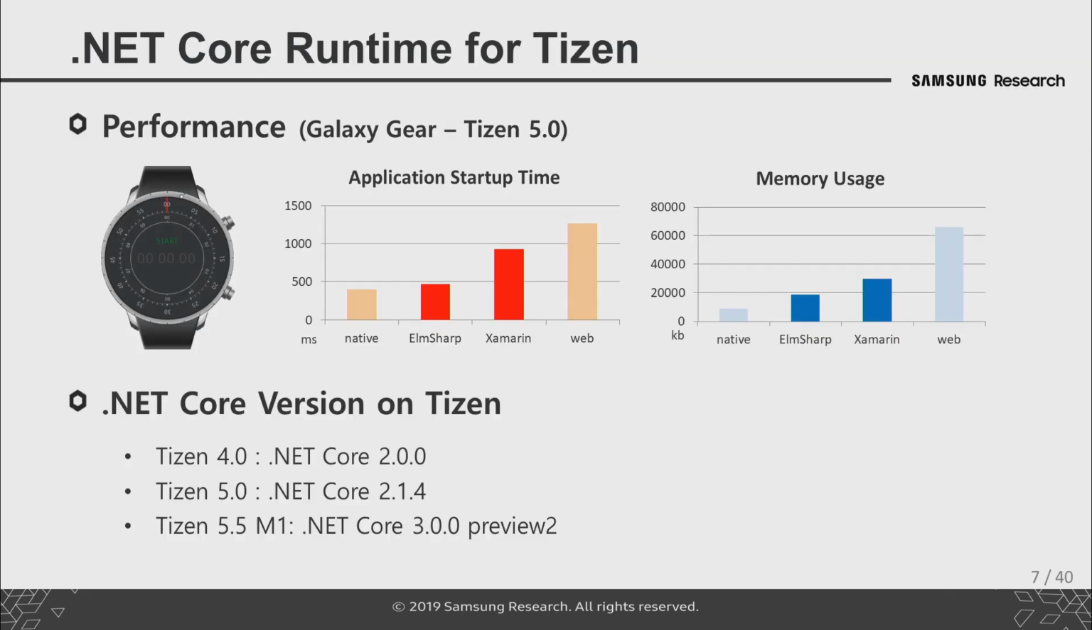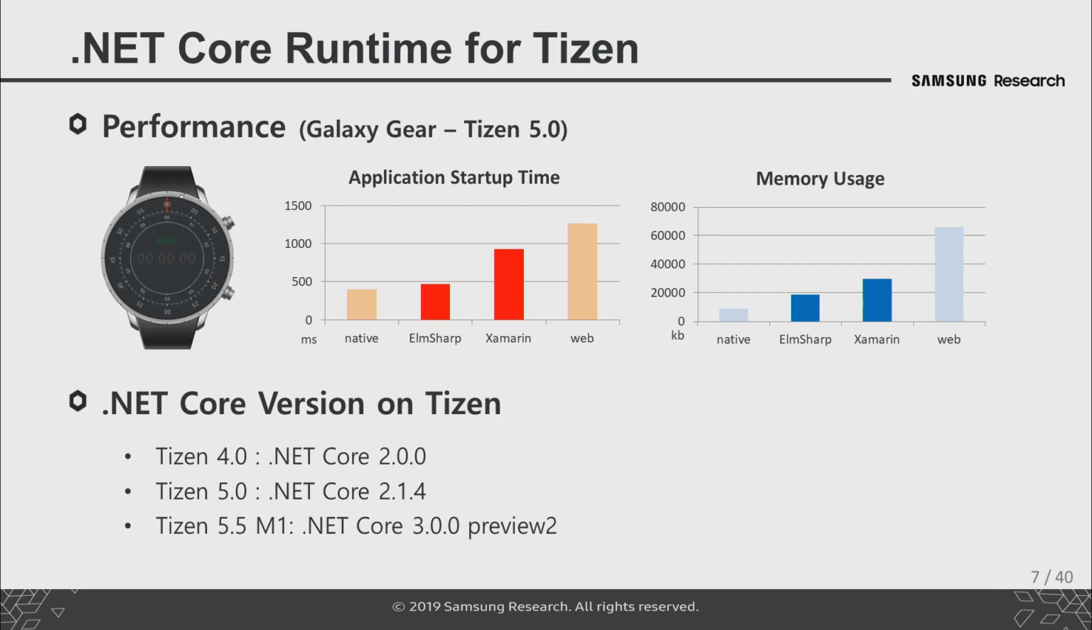And about the .NET Core runtime for Tizen, when it comes to performance, we tested it with a stopwatch application. We prepared a stopwatch application for all different frameworks. If you see the graph there, when it comes to startup time and memory use, ELM Sharp, the very thin C# wrapper for the native UI, is pretty close to native. And then you can see Xamarin.Forms on both startup time and memory use falls relatively between the native and the web application, because a Xamarin.Forms application has some performance give and take.